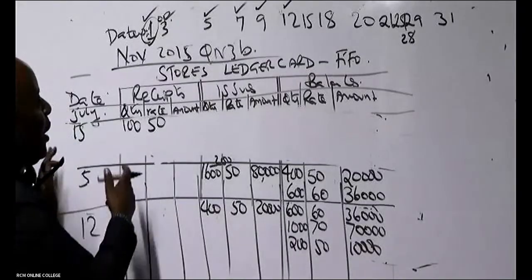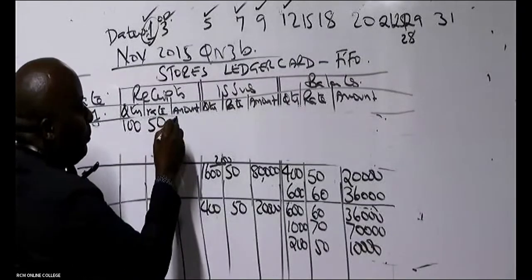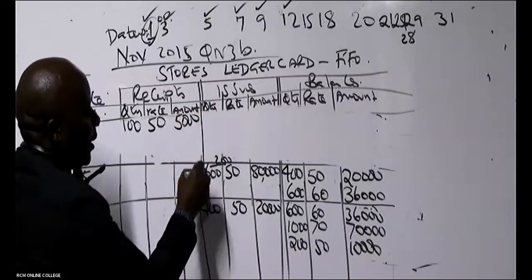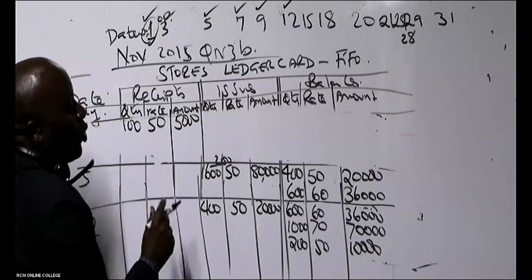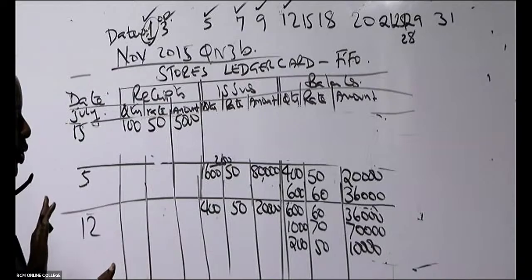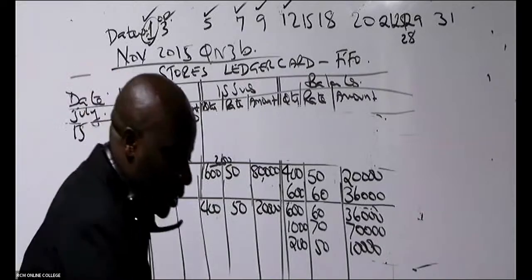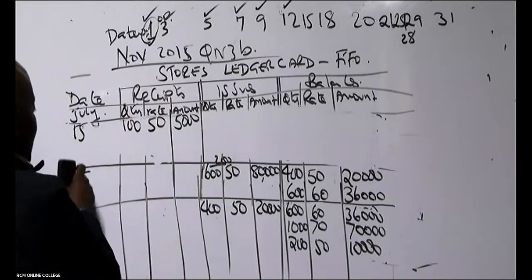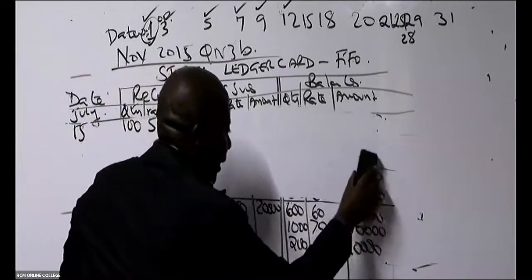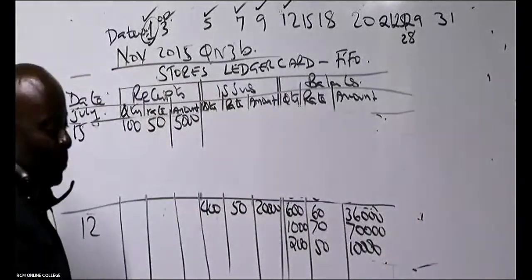So 100 at 50 gives me how much here? 5,000, isn't it? Great. Thank you so much. So go ahead and now update the balances. Actually, this is why I was leaving this date here; otherwise, I should not be having that date there. So update the balances.